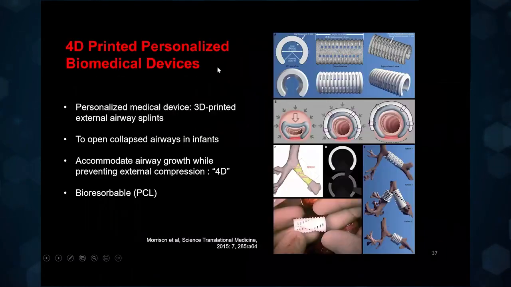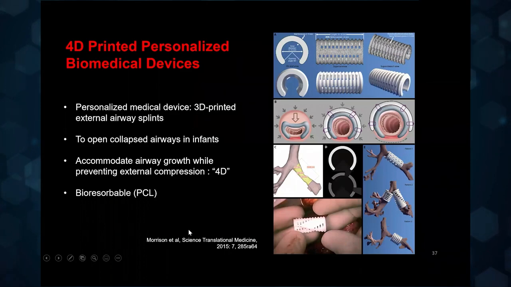There are not many examples for biomedical applications. There is one example, a report that came out a few years ago, where they tried to print what they call a personalized medical device. In this particular case, it's an external airway splint. They printed this device, as you can see in the figure, and it is made out of polycaprolactone.